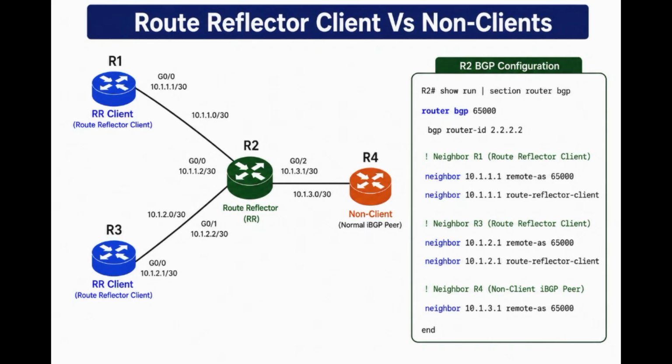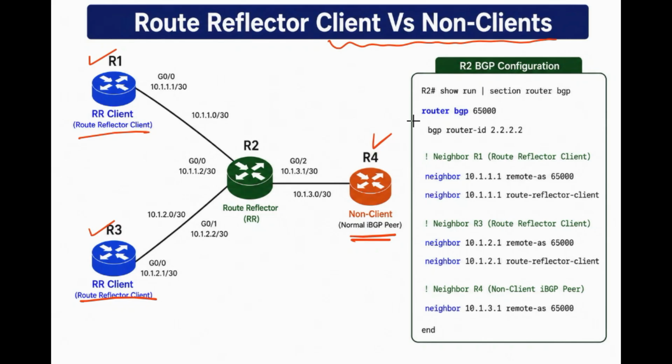Now let's introduce another important concept, route reflector client versus non-client. In this topology, R1 and R3 both are route reflector clients. R2 is the route reflector and R4 is another iBGP peer which is a non-client. The important point is that a route reflector can have both. It can have route reflector clients. It can also have non-clients.